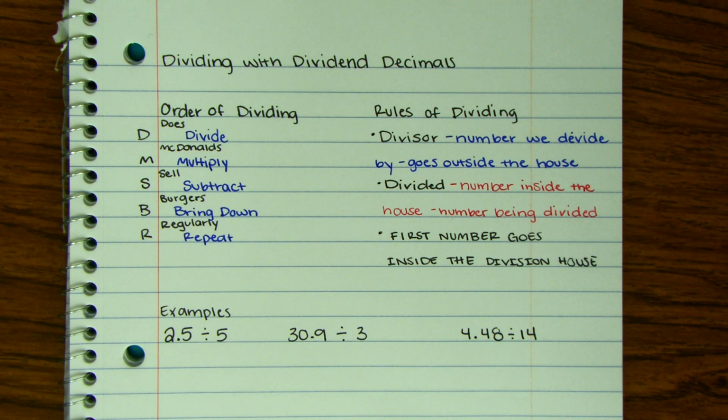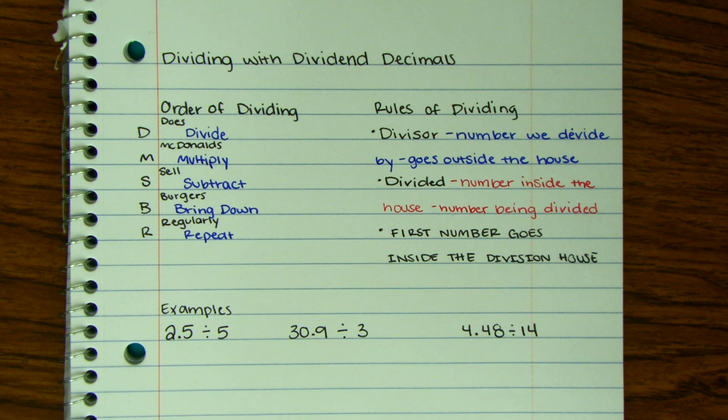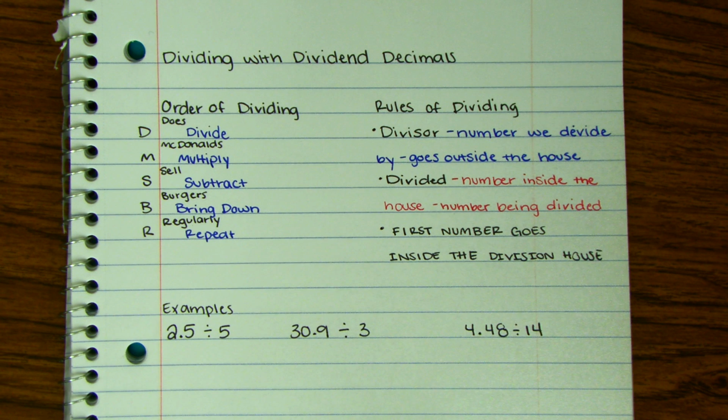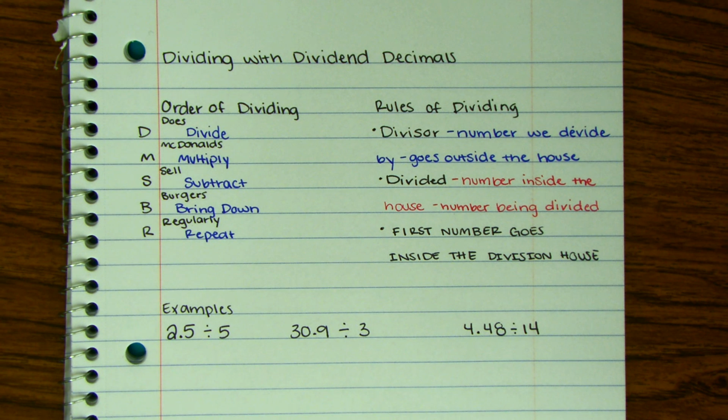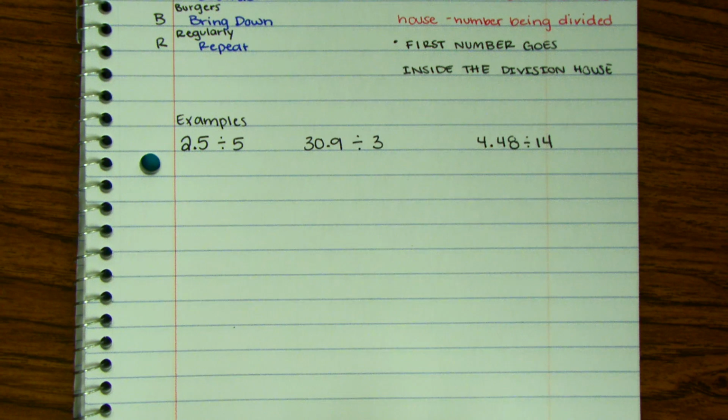The other thing we need to talk about is our rules for dividing. So we have some rules. We know that the divisor is the number we divide by and it goes outside of the house. The dividend is the number being divided and it actually goes inside the house. And then always when we are looking at division problems, the first number is the number that goes inside the division house. So we have 3 examples today. We're going to go ahead and start working on those examples together about how to divide with dividend decimals. So I'm going to move my paper up and we're going to get started.